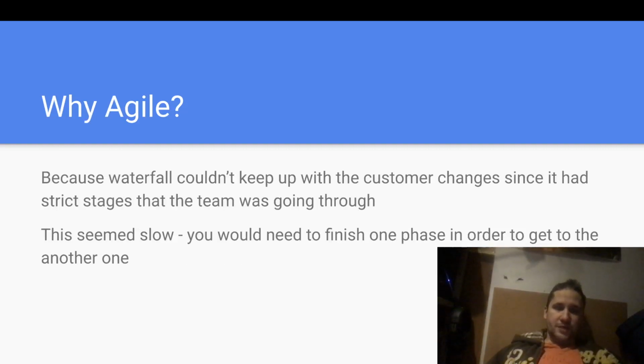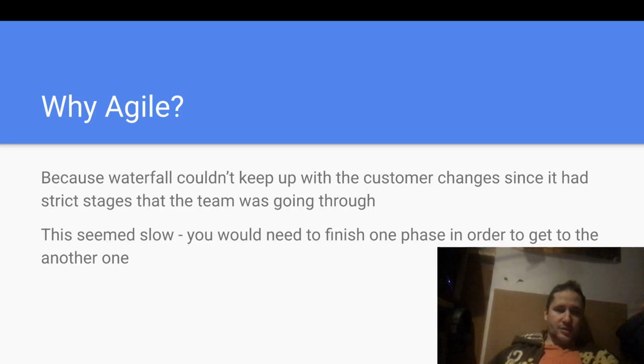So then the question is, okay, but why Agile? How were the teams working before? Well, before Agile, teams were using a waterfall model. The whole idea of the model was strictly going through the phases, from the requirements to the development. And that was it. So this was a blocker.